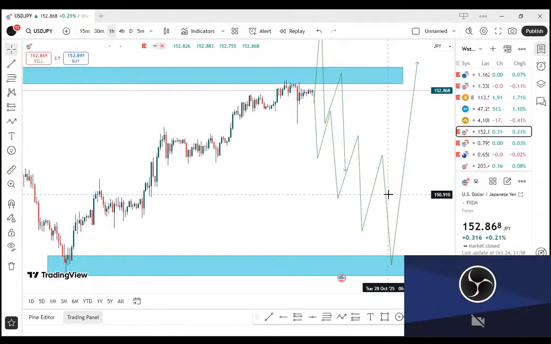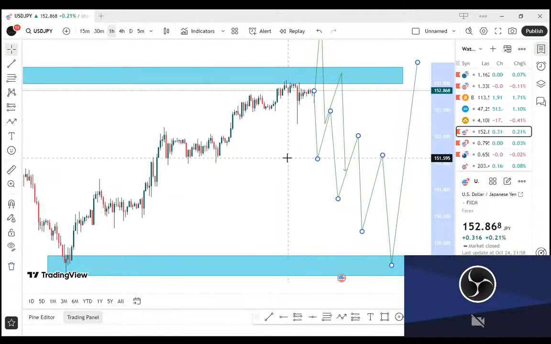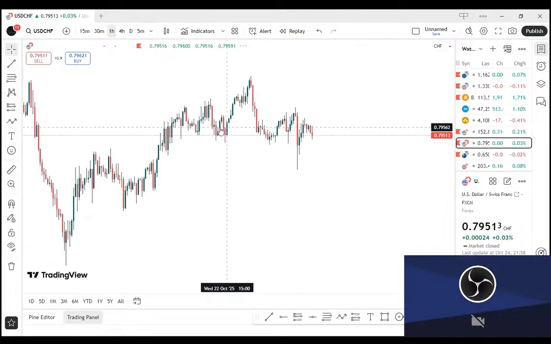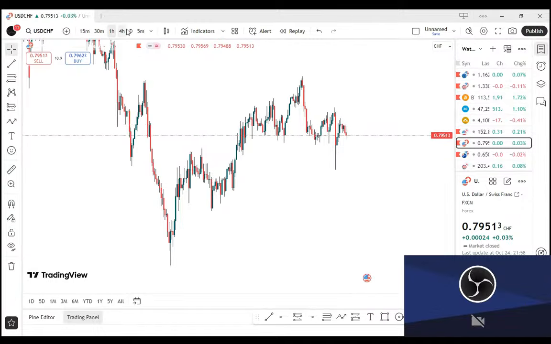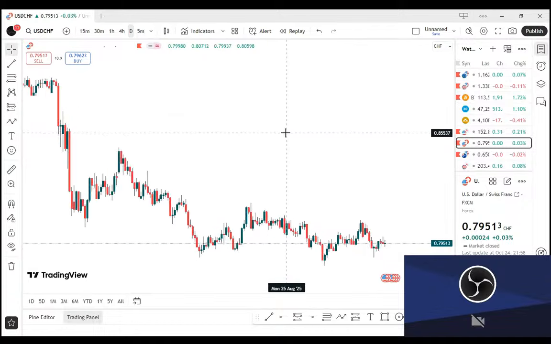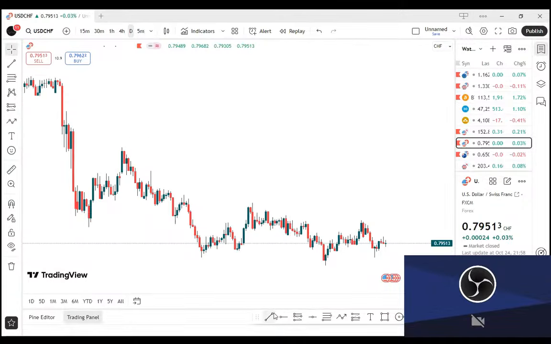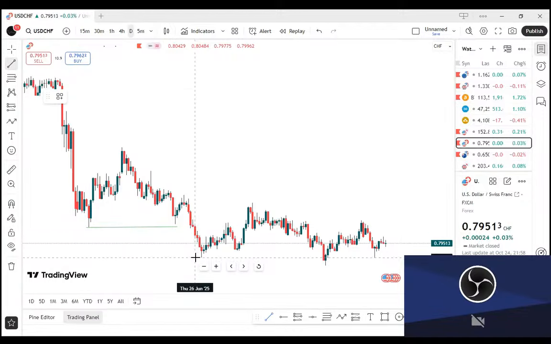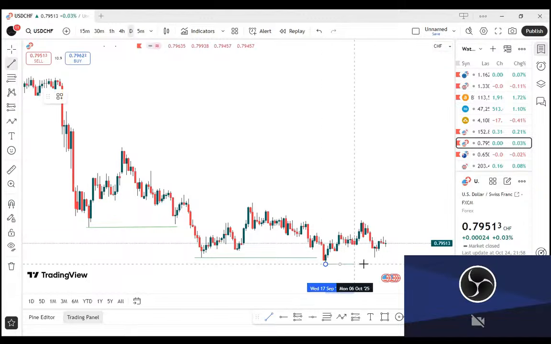So this is for USD and we'll be going to the next one, which is USD CHF. This is USD CHF. We'll go down to the daily time frame to see what USD CHF is doing. On the daily time frame, you notice USD CHF is currently on a downtrend, trending down. So price is giving us a downtrend move.